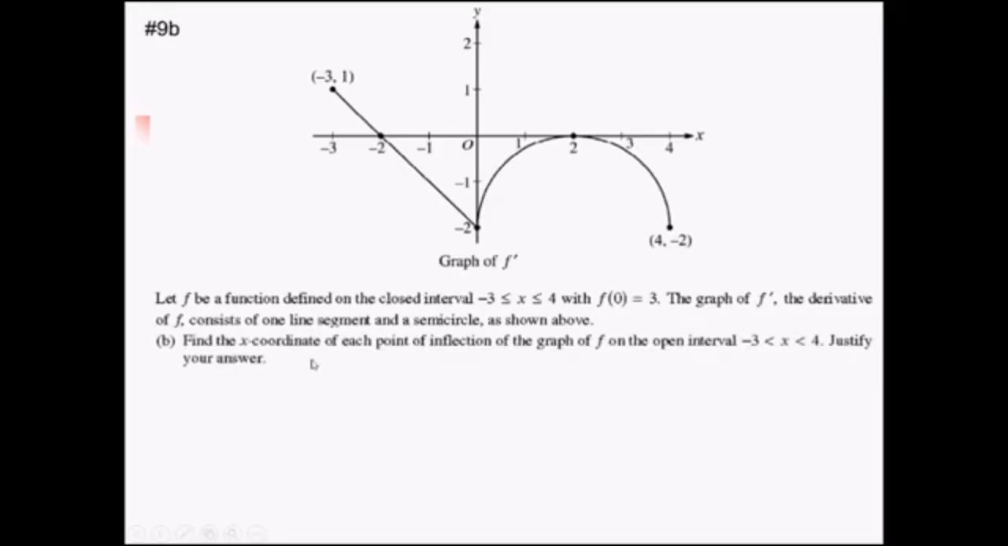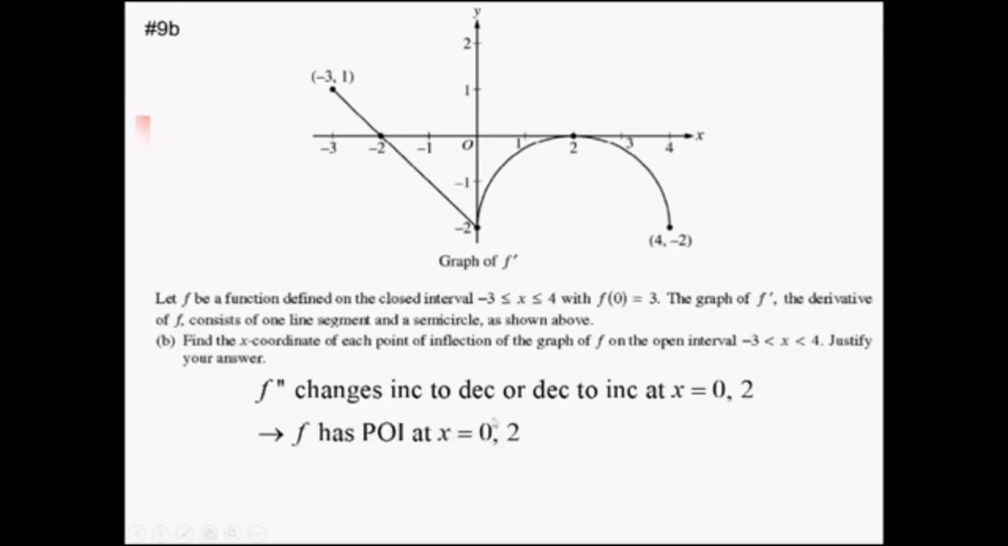For this part, they want us to find the x-coordinate of each point of inflection on the graph and justify the answer. So f is going to have a point of inflection wherever f prime has a min or a max. So whether f prime is going from increasing to decreasing or decreasing to increasing is what it is. Looking at the graph here, we see that f prime goes from decreasing to increasing at x equals 0 and increasing to decreasing at x equals 2. So it reverses directions, one direction or the other, at 0 and 2. Therefore, f has a point of inflection at x equals 0 and 2.